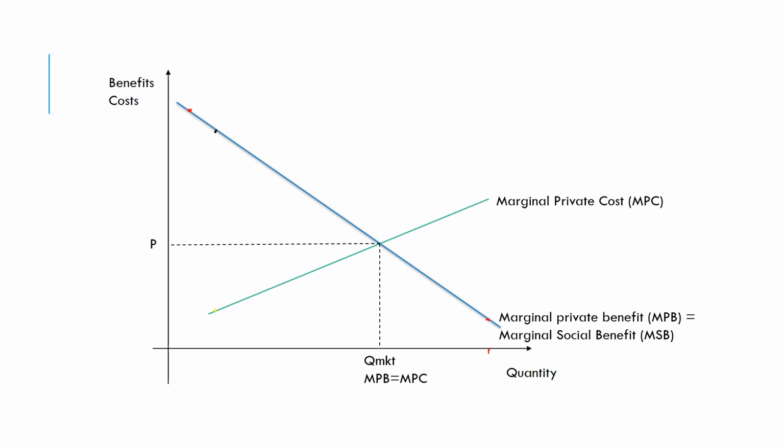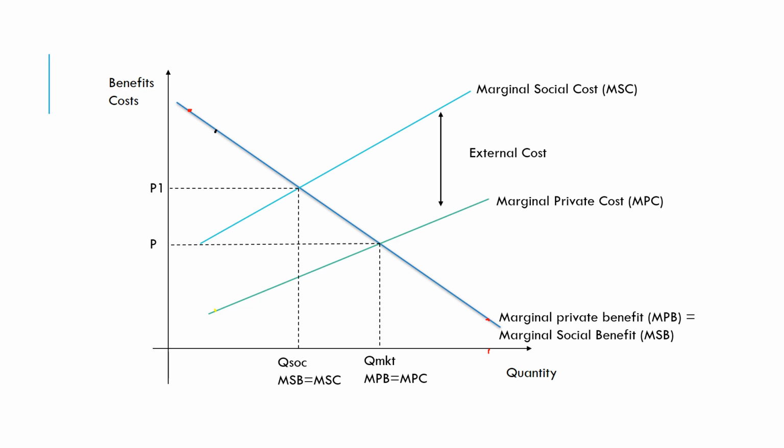So let's now consider adding in these external costs on top of our private costs. So if we're going to say this is the value of the external cost and we add it on to the private cost, then this gives us our marginal social cost. So the social cost here is the external cost plus the private cost. So here we're looking at the cost to society as a whole.